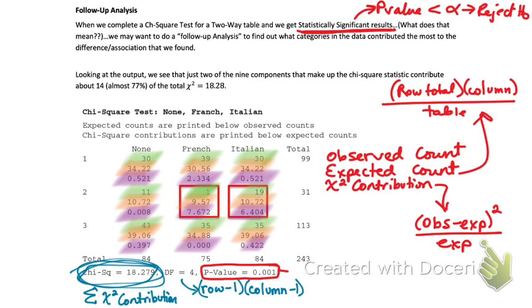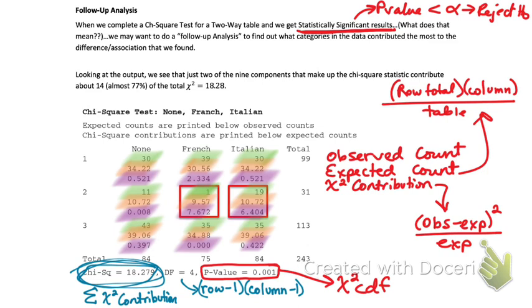Chi-squared CDF. You can get this by using chi-squared CDF. So it's almost like there's two ways to do everything in this unit. All right, so back to the follow-up analysis. What does this tell us? So let's think about this for a second.